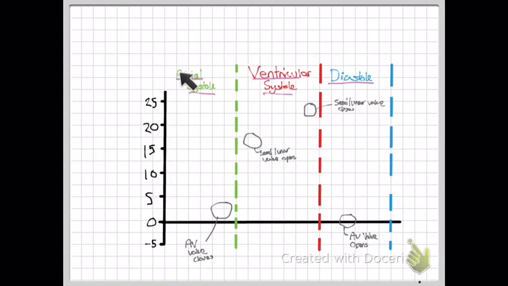Now, atrial systole means, or systole, however you say it, I always change it, sorry. My biology teacher tells me it's systole and diastole, but I naturally say systole and distole.